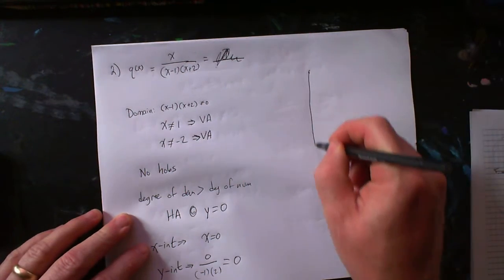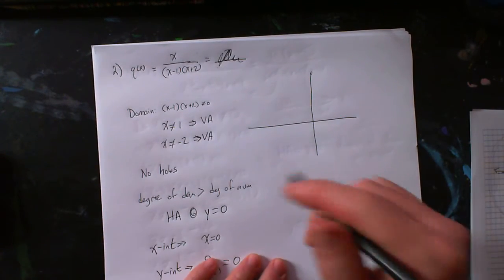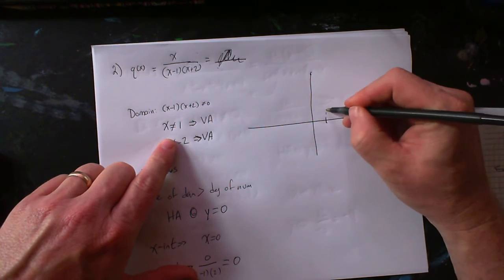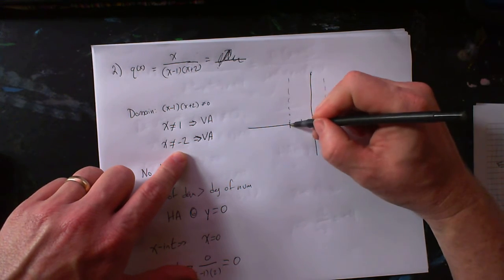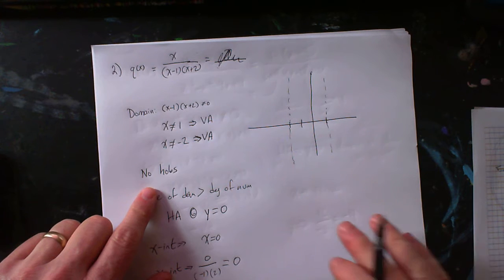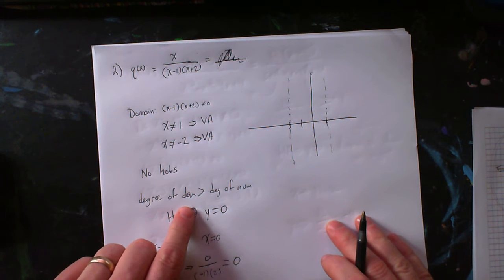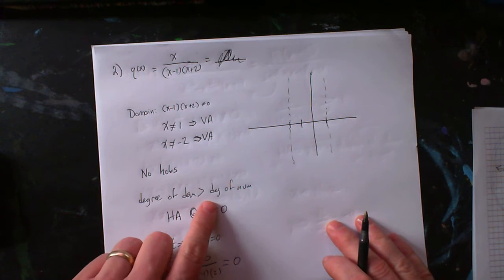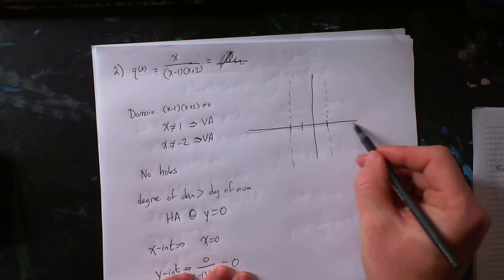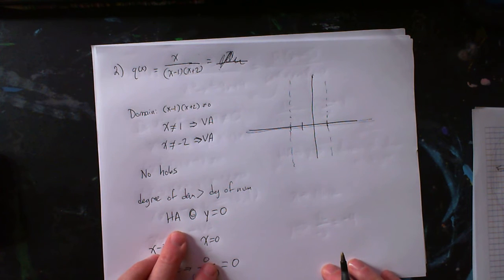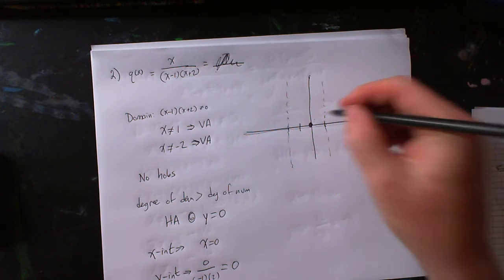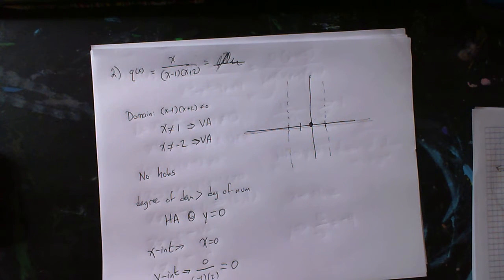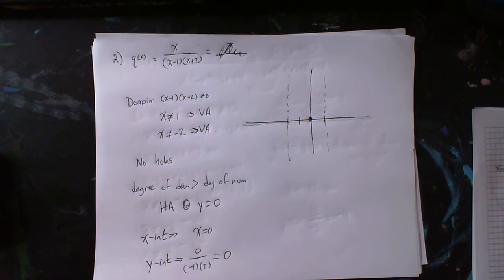So we're going to go over here and make a graph. We'll put a vertical asymptote at 1 and a vertical asymptote at negative 2. Since there are no holes, and the degree of the denominator is greater than the degree of the numerator, that tells us that we have a horizontal asymptote on the axis. X-intercept at x equals 0. Y-intercept, well, that's the same thing. So this time we're left with a graph that looks like this, and now we've got to figure out how to put in the different pieces.